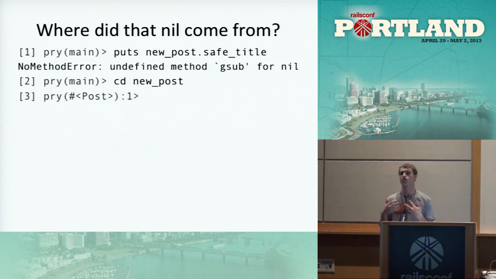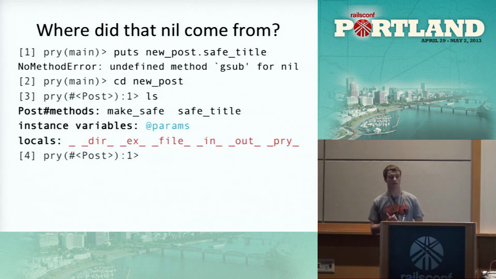post. So if you've not seen it before, hash angle brackets is kind of Ruby shorthand for an instance of. We're still on line 3, and the :1 just means I've cd'd once from the top, and is otherwise not that important. ls, again from bash, lets me find out what's going on here. And this time you can see that ls has not just shown me which methods are available, but also shown me that I have an instance variable, this @params that I passed in, and also these locals.